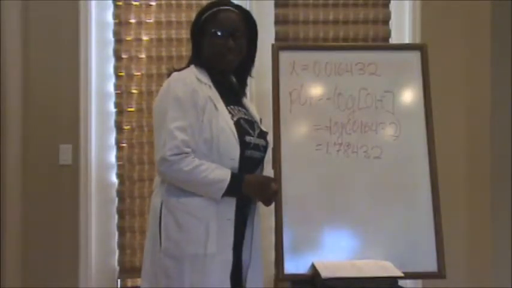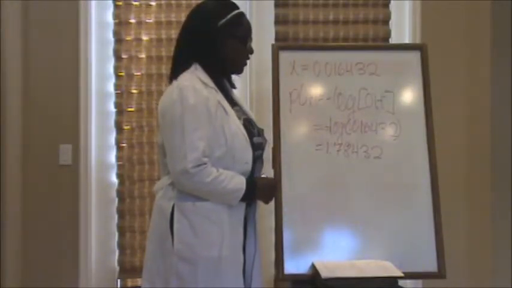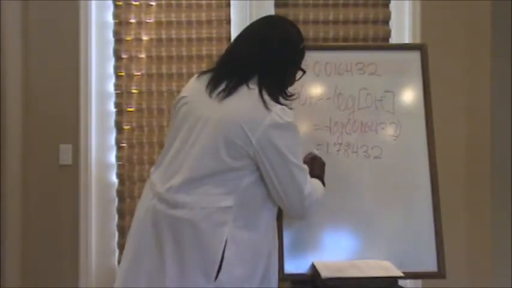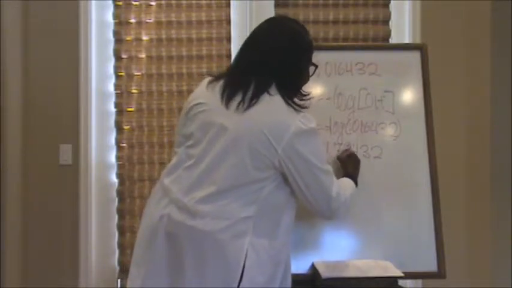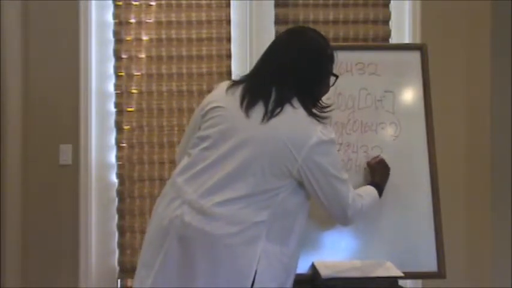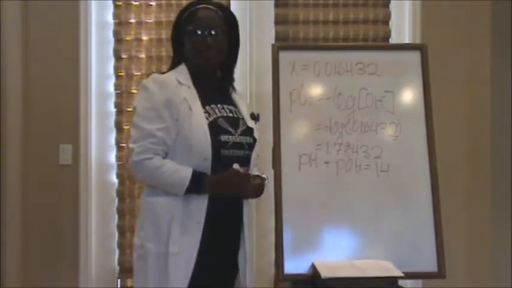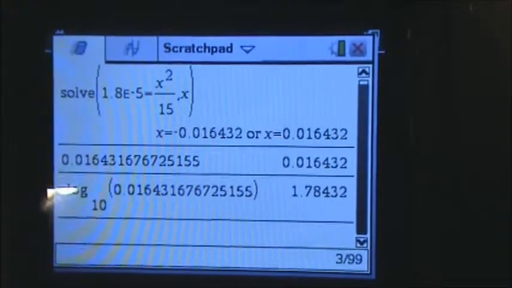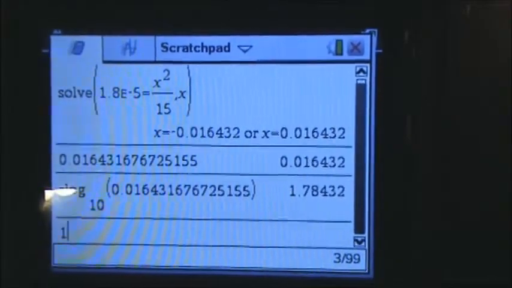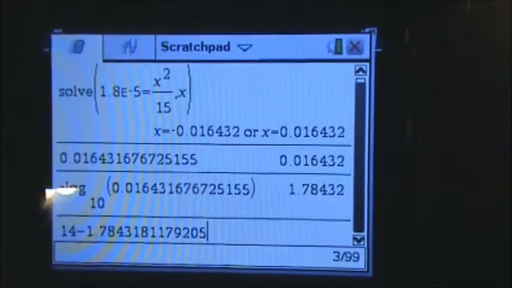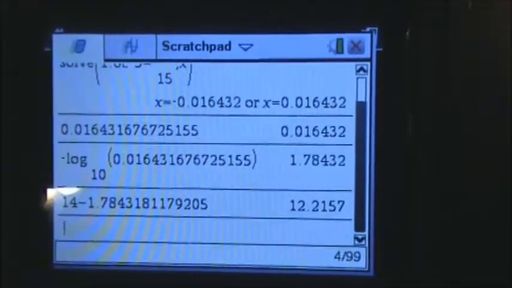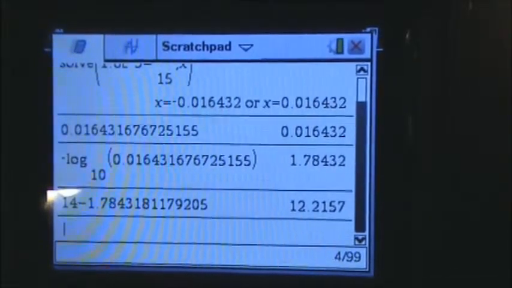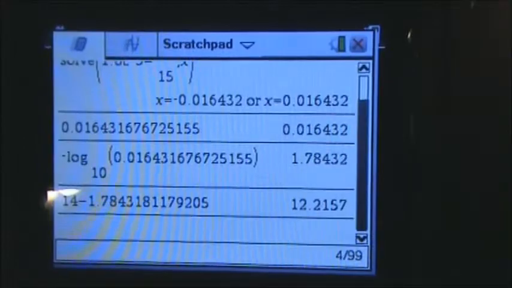Since Olivia found out that the pOH is 1.78432, we can find the pH by using the formula pH plus pOH equals 14. Rearranging the equation Marimbi gave us, we can solve for pH using 14 minus pOH equals pH. Because the problem originally gave us the concentration in 3 sig figs, we know that our answer has to have 3 decimal places. Thus, the answer will be 12.216.